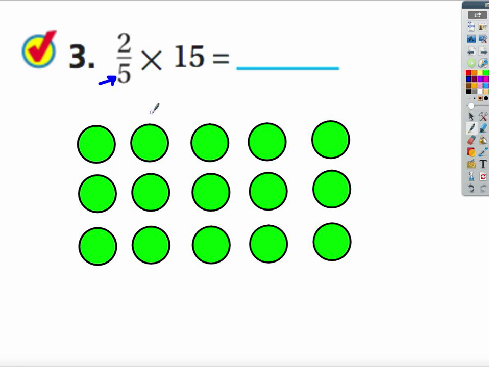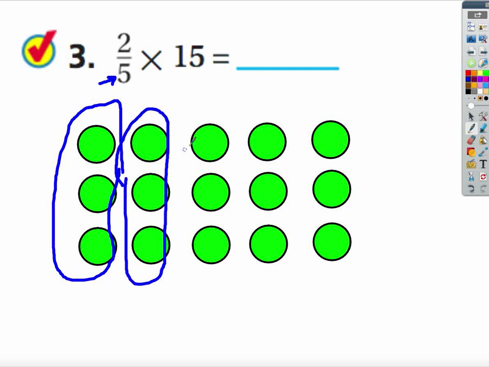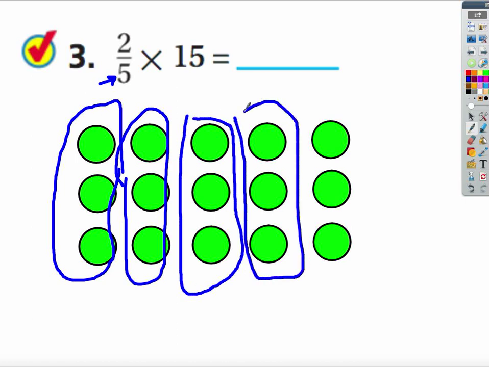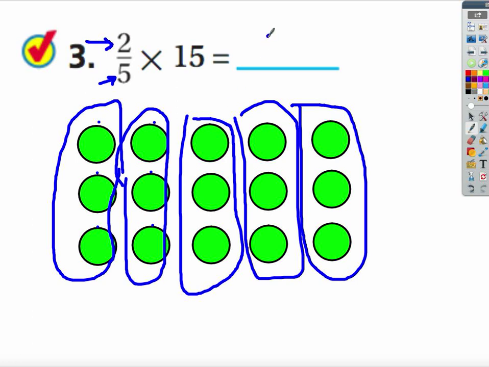Okay, the denominator in this case is a 5. What that means is we're going to split this up into 5 equal groups. So it looks like that's a group, this is a group, this is a group, this is a group, and this is a group. Okay, so now looking at the numerator, count how many counters are in 2 of the groups. So you have 1, 2, 3, 4, 5, and 6. So there's 6 counters in that group. Okay, so 2/5 of 15 is 6.